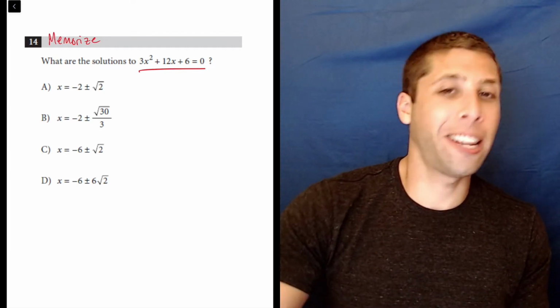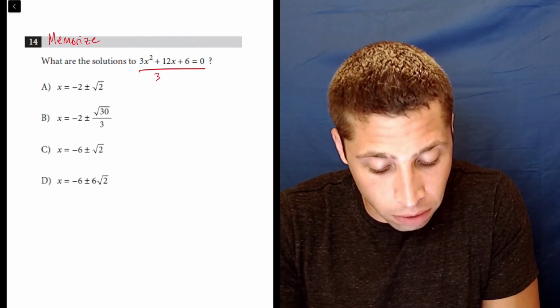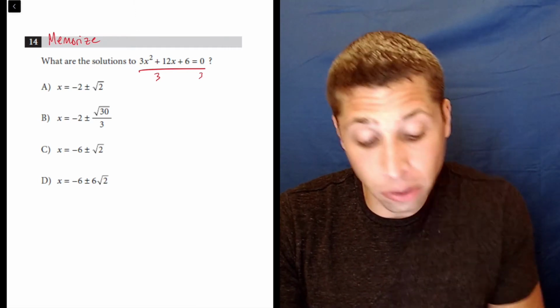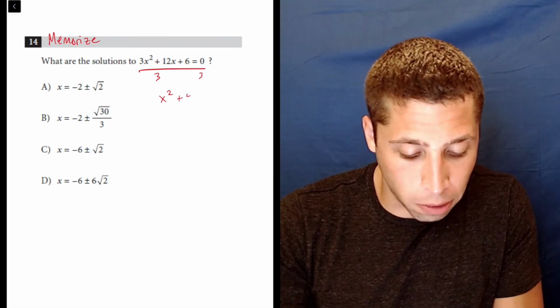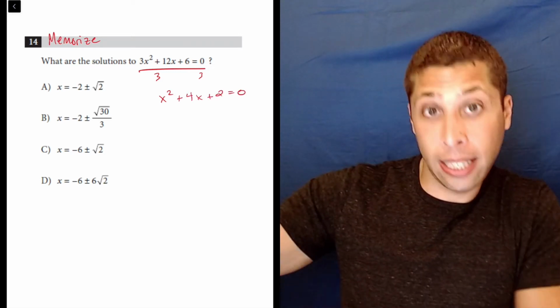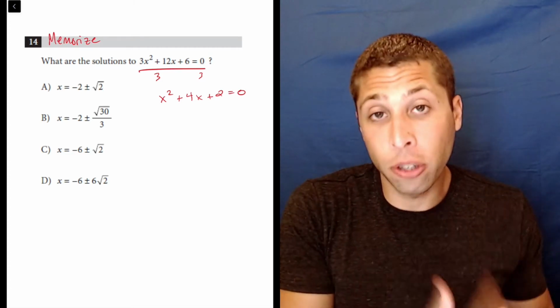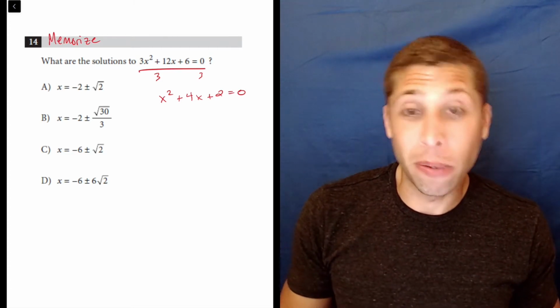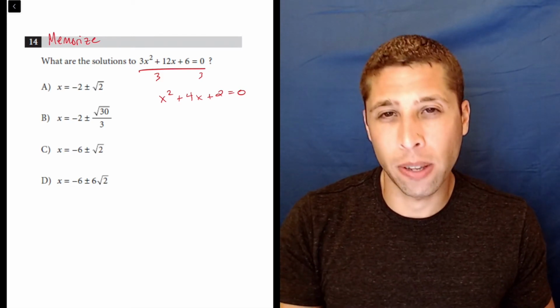And ignoring the answer choices for a second, I do see one thing that I should do, which is divide everything by 3, on both sides, because that makes these numbers smaller, right? Then it becomes x squared plus 4x plus 2. And then ideally, I would be able to factor that. But there's no numbers that multiply to 2 and add to 4, at least no convenient numbers. So we've got a problem here.